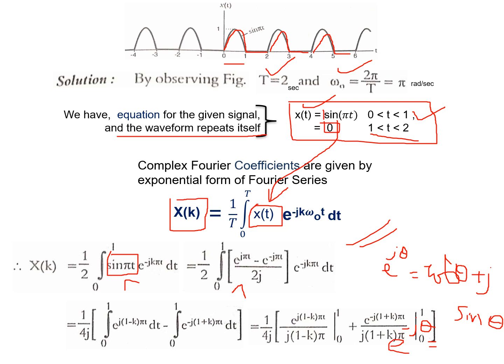When I integrate e power of ax, the answer is e power of ax divided by a. If I integrate with respect to x, a is a constant here. When I integrate with respect to x, the answer is e power of ax divided by a, constant a. This formula I am using, so I will get this.